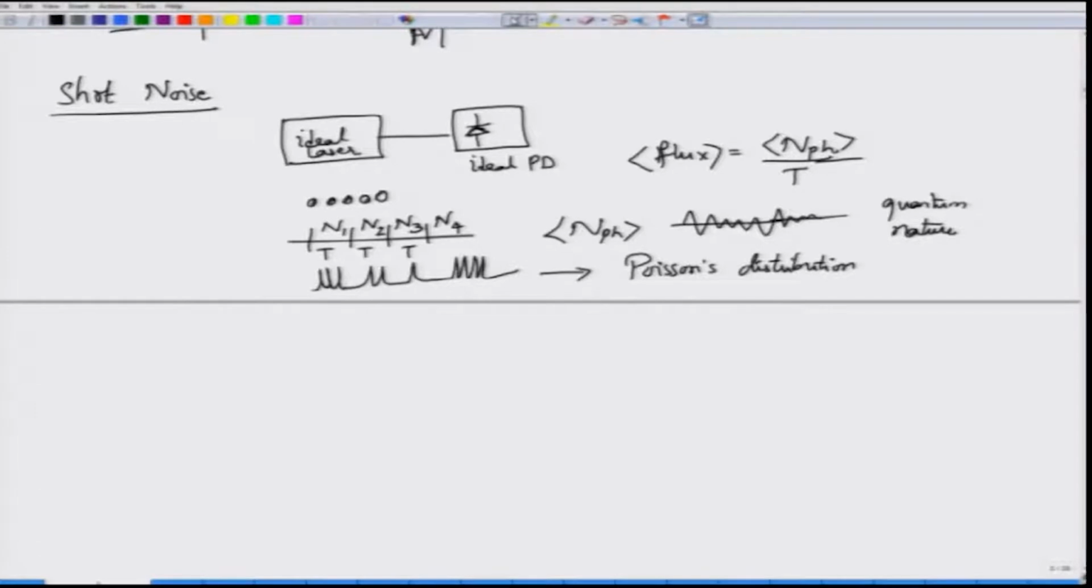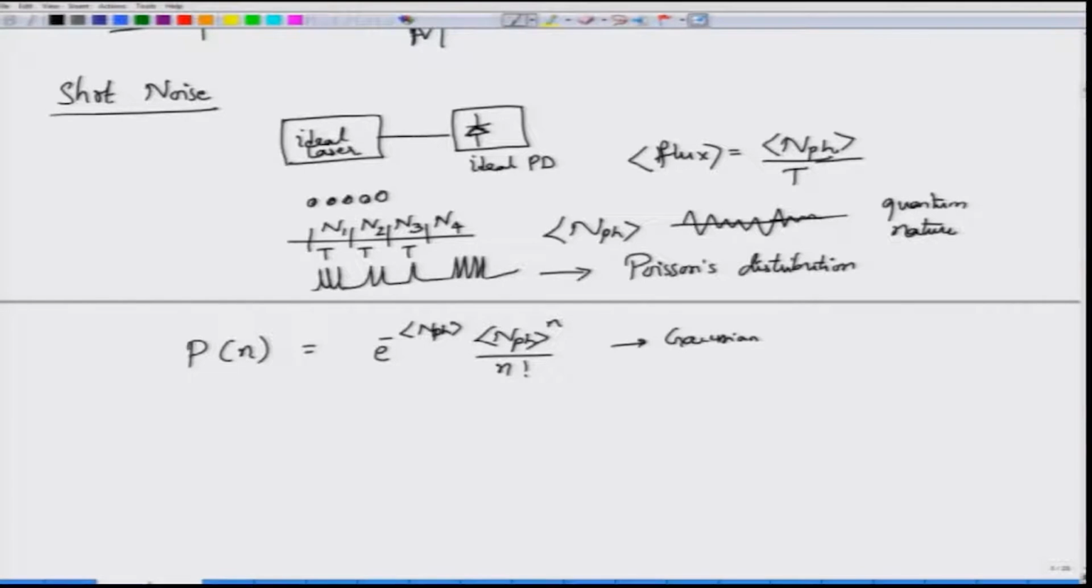What is Poisson's distribution? Suppose you are looking at the number of photons that are generated in one time unit. Okay, you call that the probability of n photons being generated. This is given by e to the power minus n_ph, which is the mean photon number, times the mean photon number to the power n, divided by n factorial. Okay. For large values of n, this essentially approaches a Gaussian distribution, but for small values of n, which happens when the optical input power is low, the statistics is actually Poissonian. I mean, it is actually Poissonian everywhere, but for large n you can approximate it to be Gaussian. Okay. As we said, this process is also the same as the electron hole pair generation.